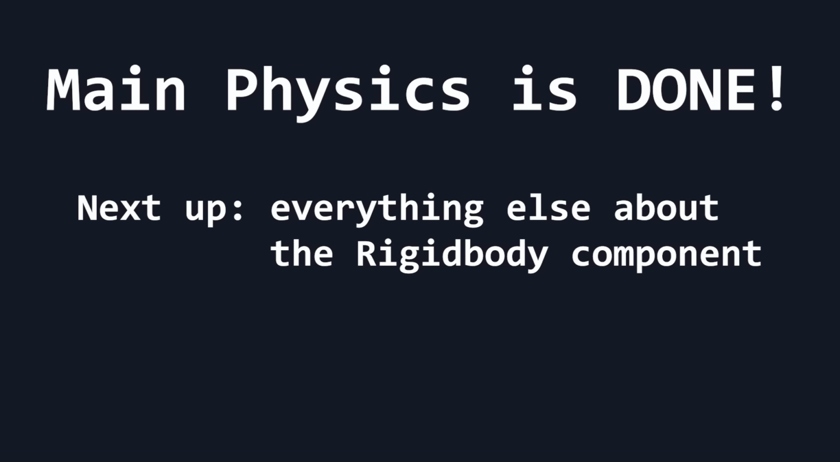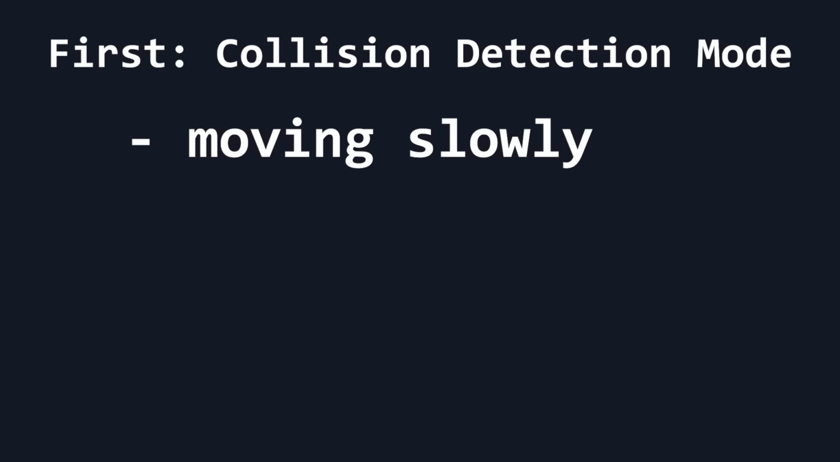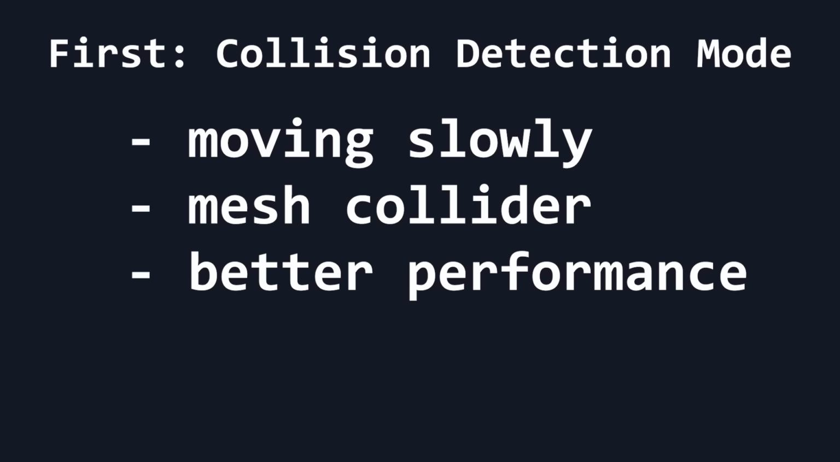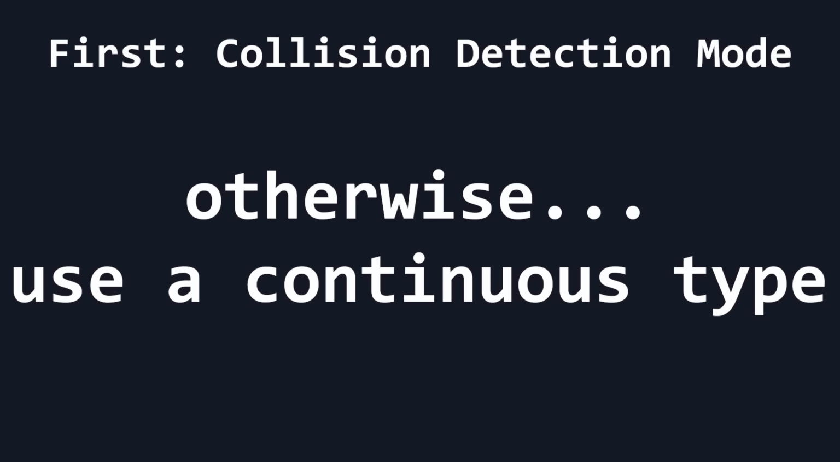If you're using a different game engine, you probably will still find some value in it, so I wouldn't go anywhere. In this last section of the video, we're going to go over pretty much everything else about the rigid body component in Unity that we have yet to already talk about. First is the collision detection mode. If an object is moving slowly, has a mesh collider, or you simply just want better performance, use discrete collision detection. Otherwise, you want to use a continuous one.